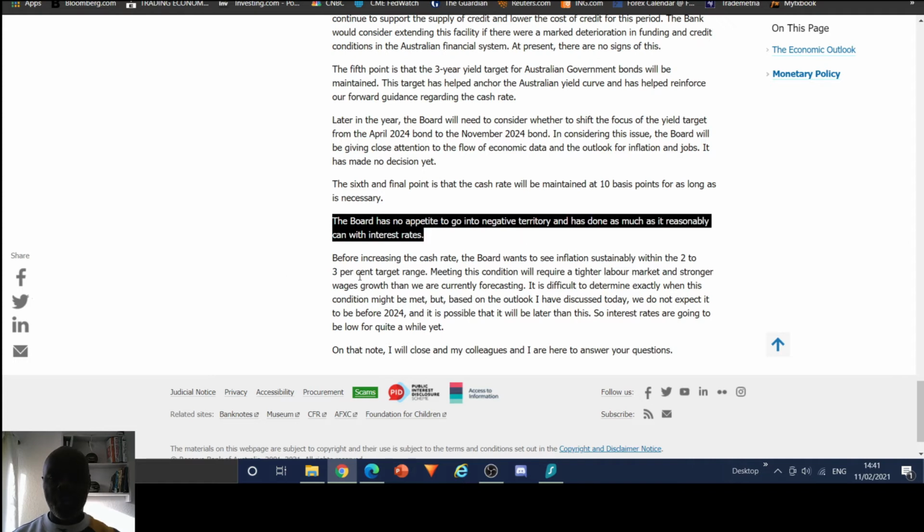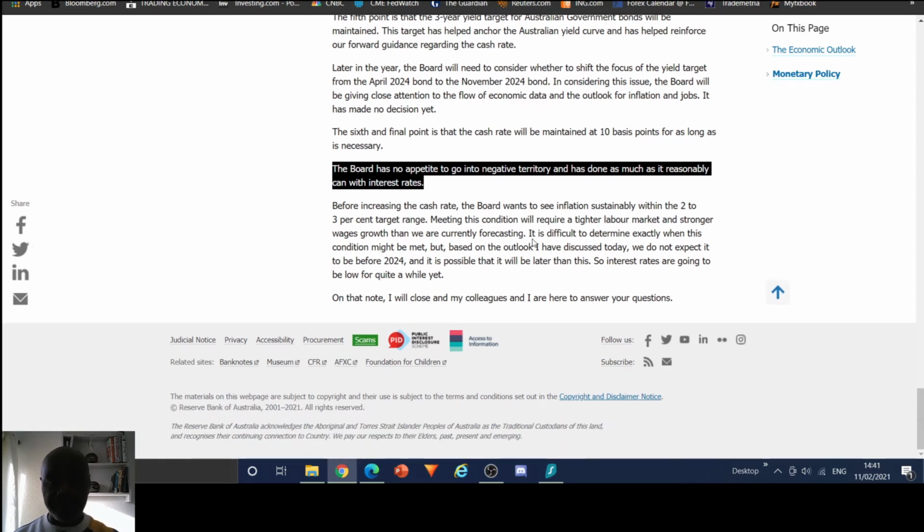The board has no appetite to go into negative territory, and has done as much as it reasonably can with interest rates.